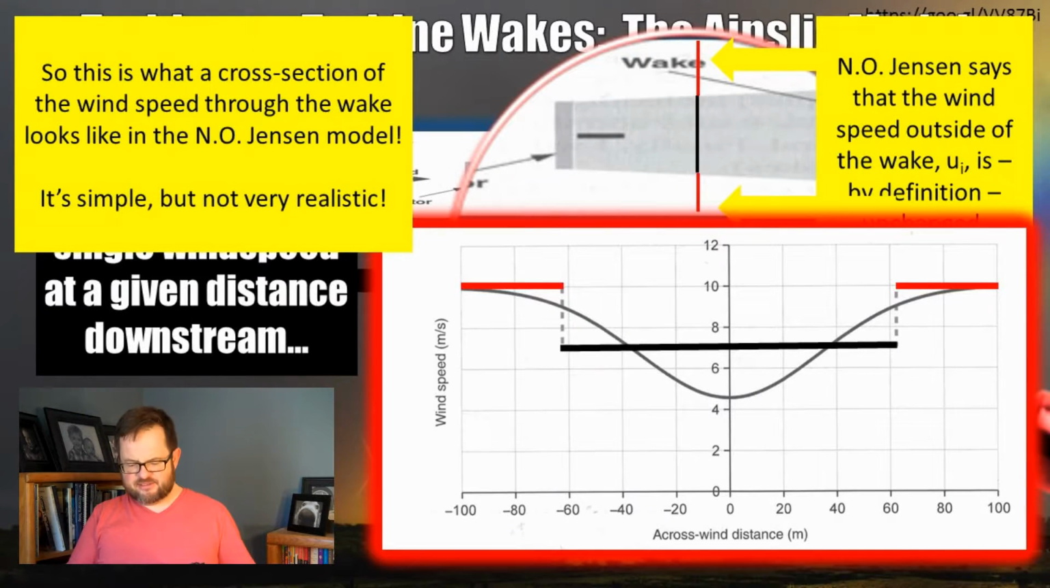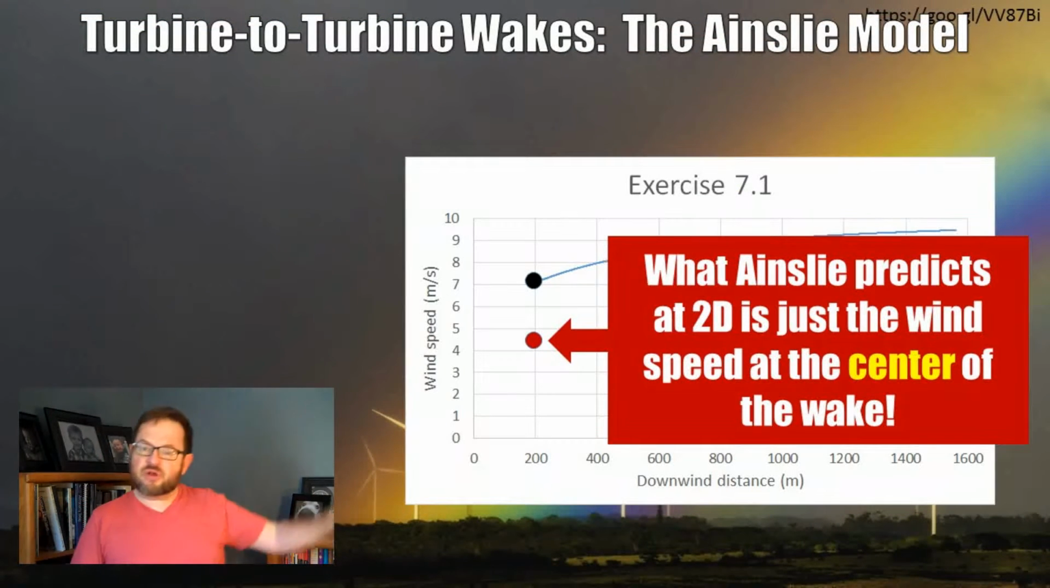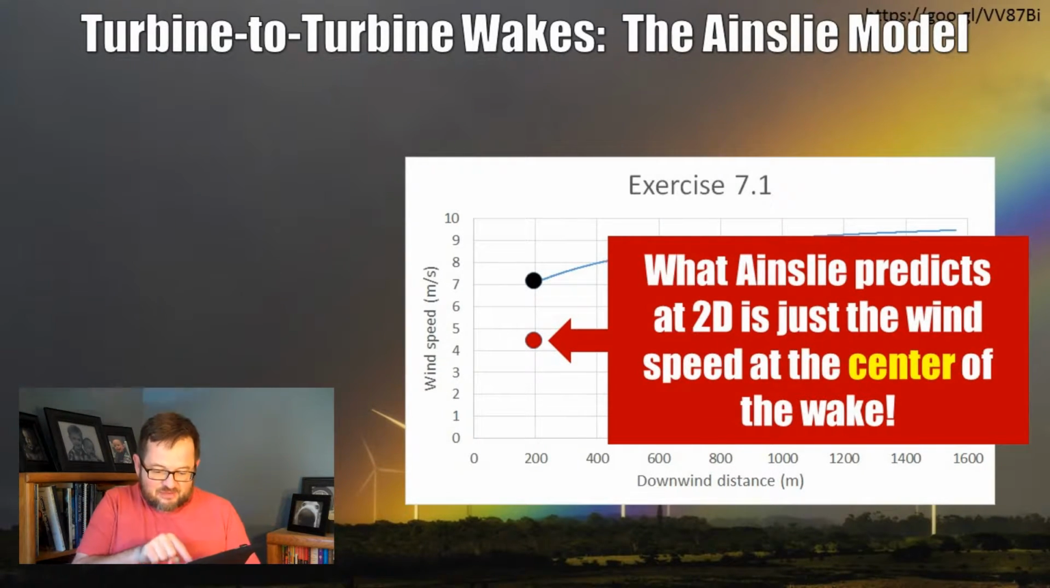Is it terribly realistic? No, not really. That's why we have the Ansys model. The Ansys model is a whole lot more complicated. Remember, lots of fluid mechanics, lots of computational physics and so on going on in it. And what Ansys is predicting with that red spot right there is just the wind speed at the very center of the wake, farthest from the edges of the wake, and that's going to be a different story.